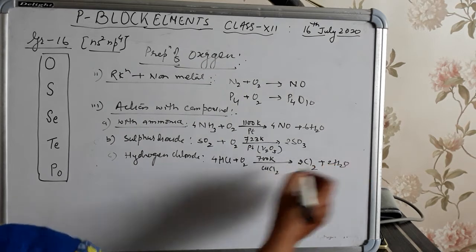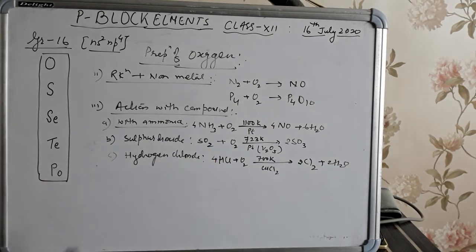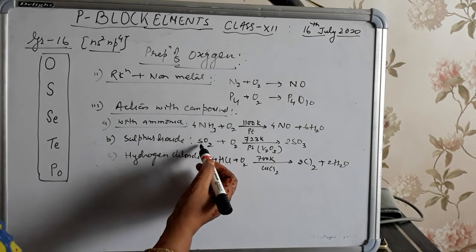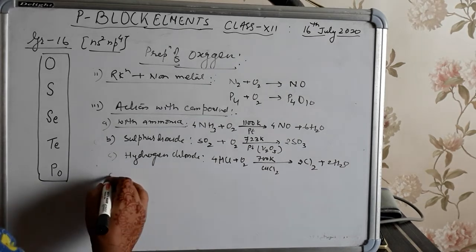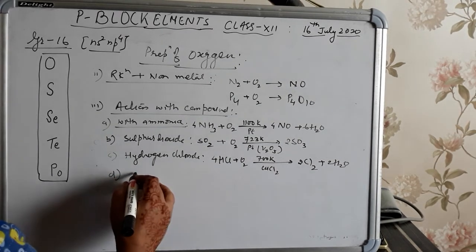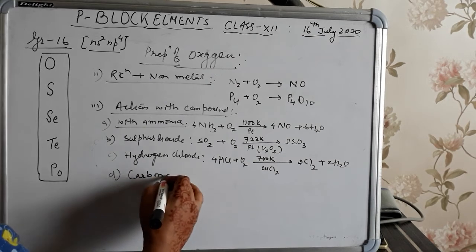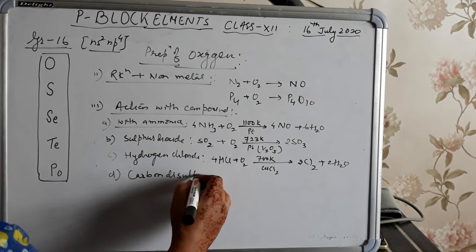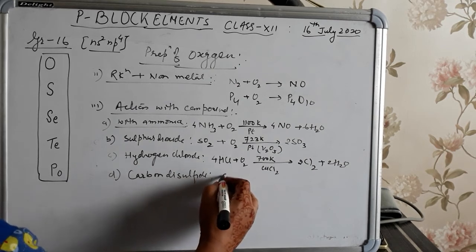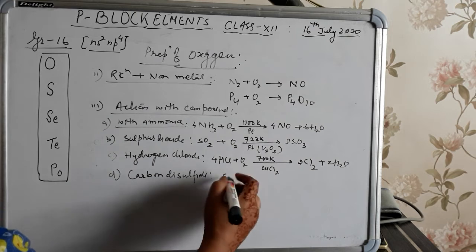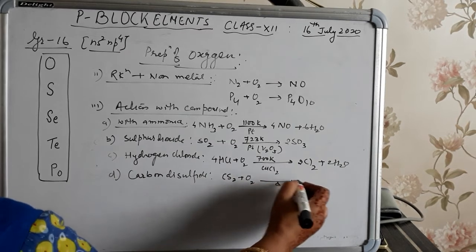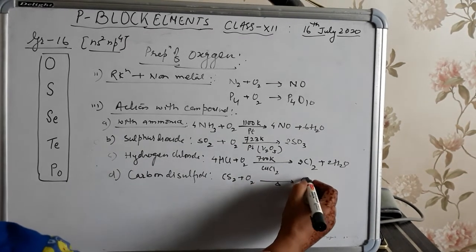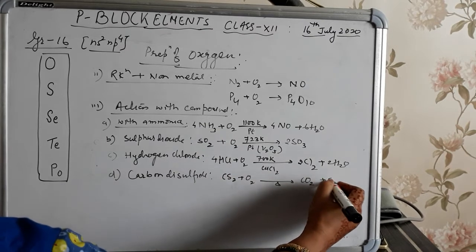So in this way you can show the reactivity of oxygen with compounds. What happens when oxygen reacts with ammonia? What happens when oxygen reacts with sulfur dioxide? What happens when oxygen reacts with hydrogen chloride? In this way, suppose carbon disulfide is given also. Students, at first write down the reaction: carbon disulfide plus oxygen, and when treated with each other it will form CO2, carbon dioxide, and sulfur dioxide.